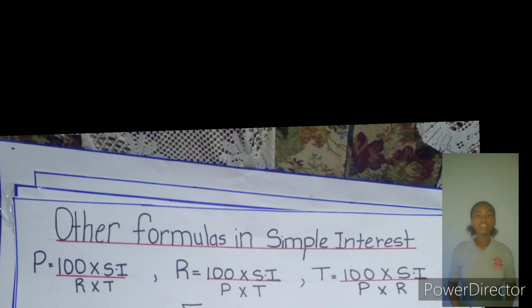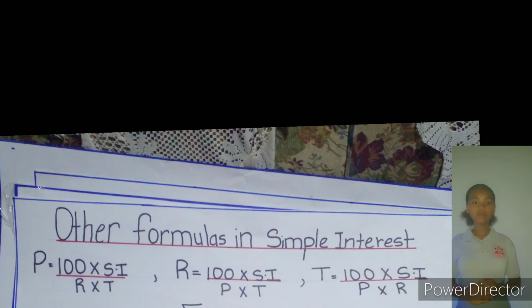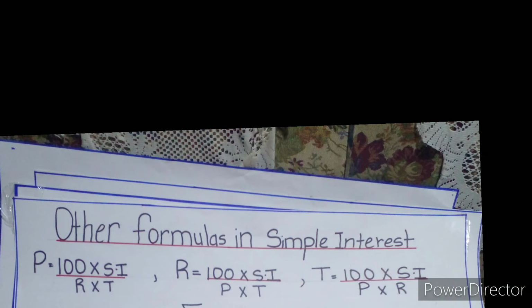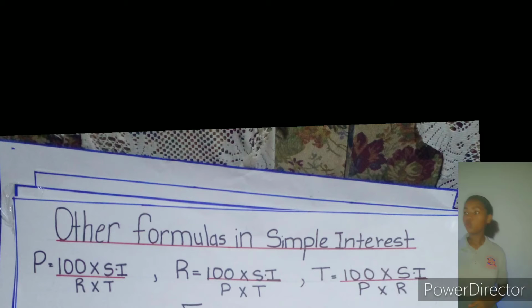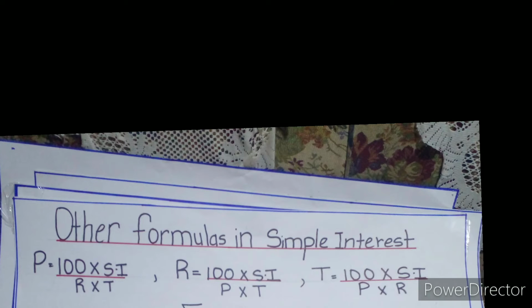Very good. There are some other formulas associated with simple interest to help with those. The first formula, for finding the principal, is 100 times SI divided by T times R. The next formula, for finding time, is 100 times simple interest divided by R times P. And the formula for finding rate is 100 times SI divided by P times T.